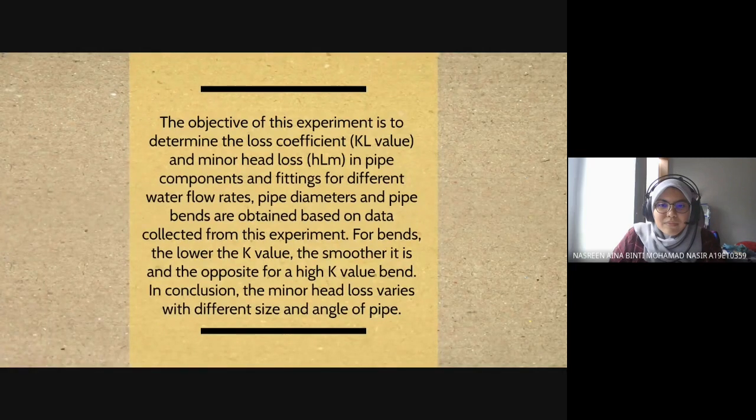So in this experiment, the objectives were to determine the loss coefficient KL value and the minor head loss HLM in pipe components and fittings for different water flow rates, pipe diameters, and pipe bends. These are all based on the data collected from this experiment. For bends, the lower the K value, the smoother it is, and the opposite for a high K value bend. In conclusion, the minor head loss varies with different size and angle of pipe. Thank you.